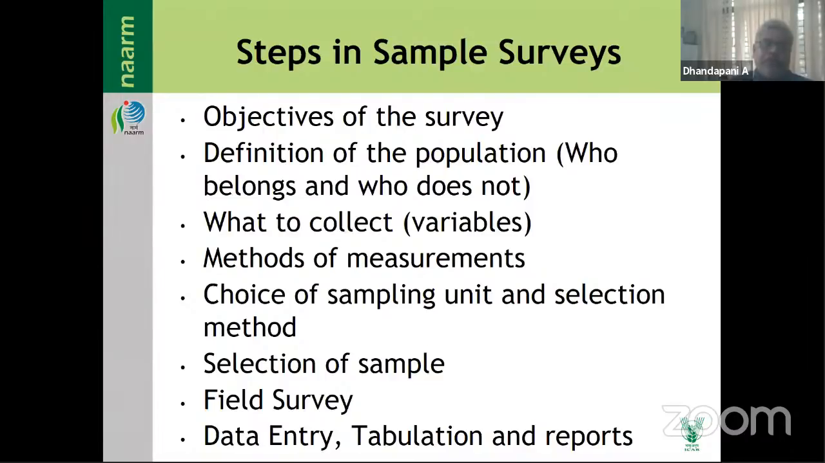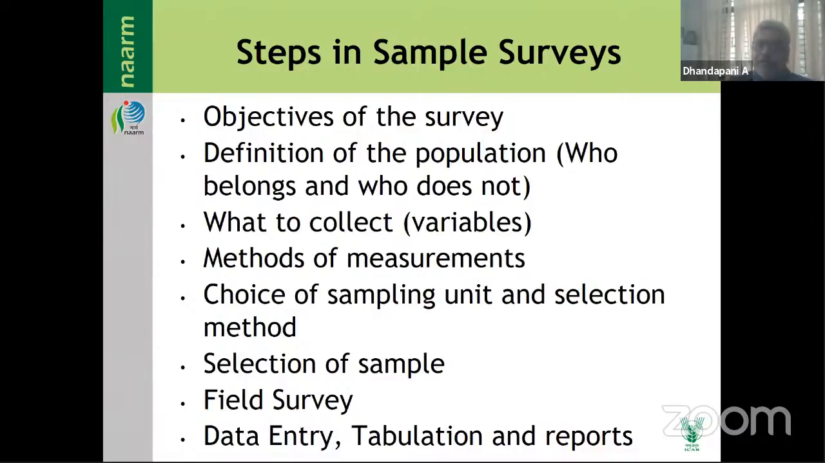Now, once you have the objective, then you have to define the population. I will show you later what we mean by a definition of a population. You have to clearly understand whether a unit belongs to your survey, whether you need to consider it or not. This is again something you have to think about. And third, what to collect, what kind of variables are there. Again, I will touch upon this.